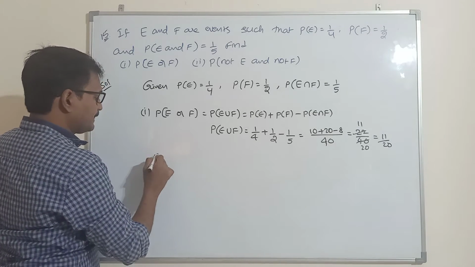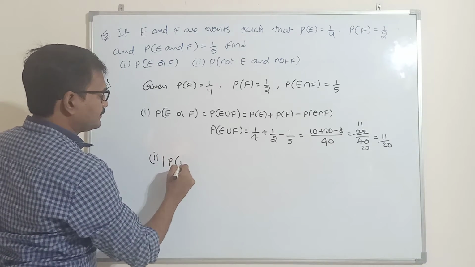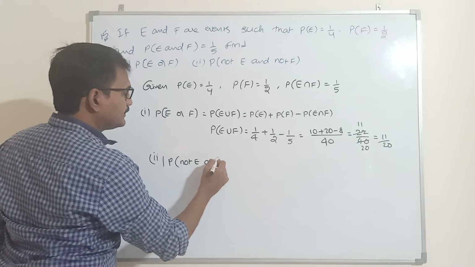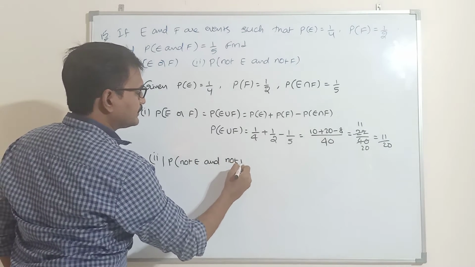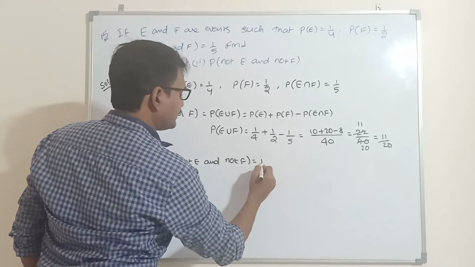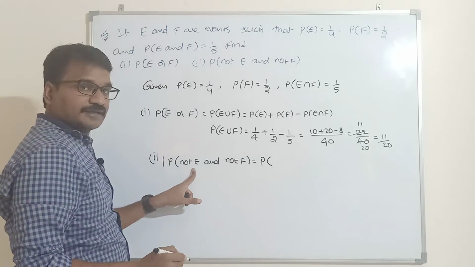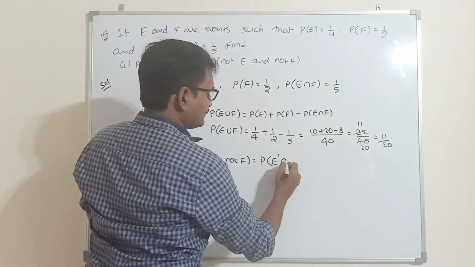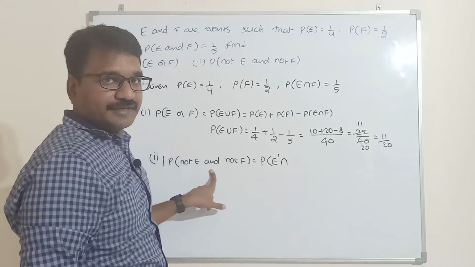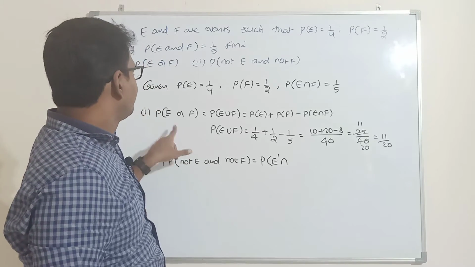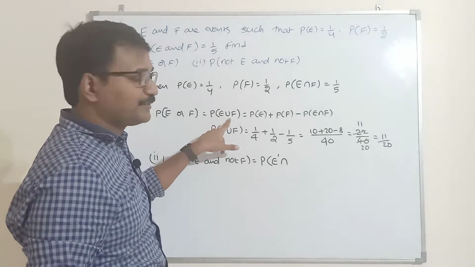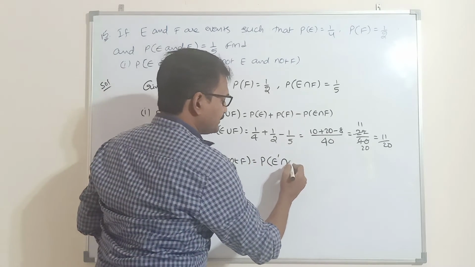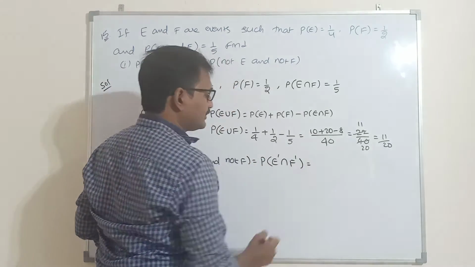Second question is P of not E and not F. P of not means complement, E complement, and means intersection. Wherever and comes, there we have to use the intersection symbol. Wherever or comes, there we have to use the union symbol. Next, E dash intersection, not F means F dash.